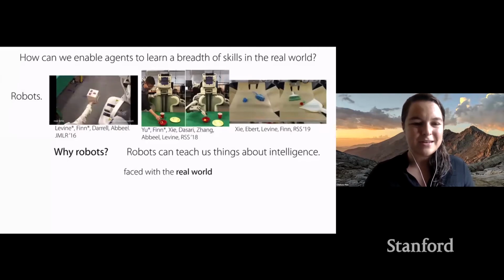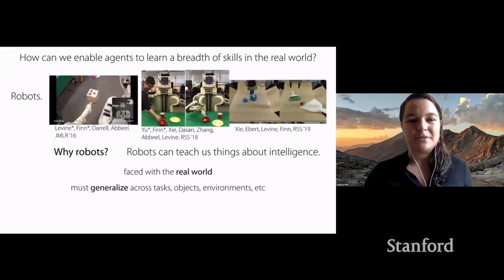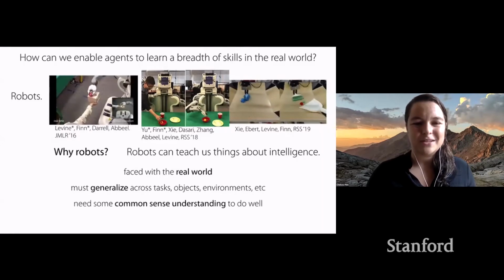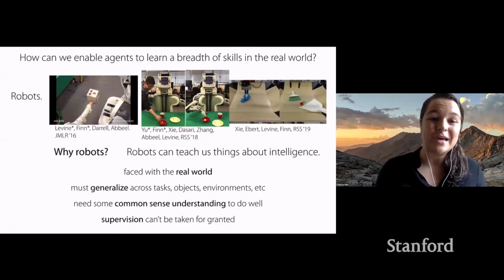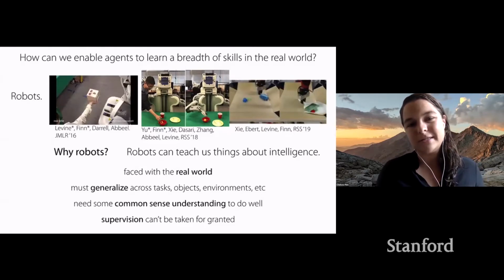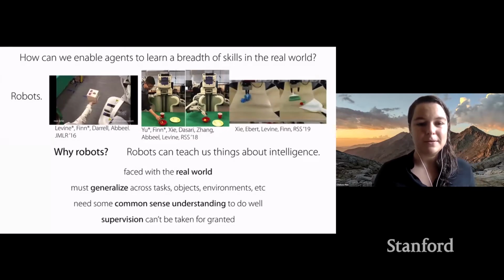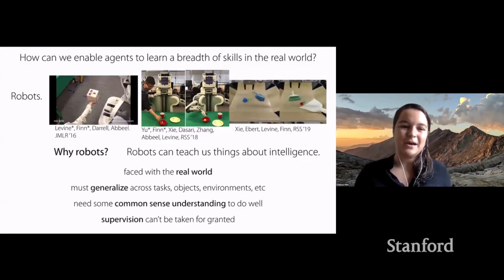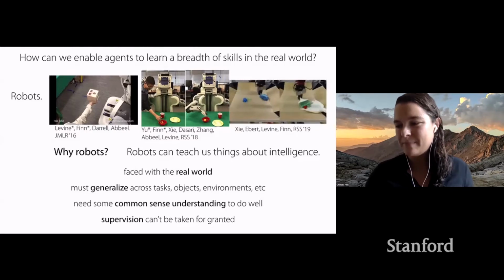They're faced with the real world. They have to be able to generalize across tasks, across objects, and across environments for them to actually be useful in human environments. They need some form of common sense understanding in order to operate well in the real world. And also, supervision can't be taken for granted. We don't really know exactly what sort of supervision we should be providing to robots, in contrast to other standard machine learning problems like supervised learning problems. So I think that robotics is a really challenging problem and can motivate a lot of problems in the realm of artificial intelligence.